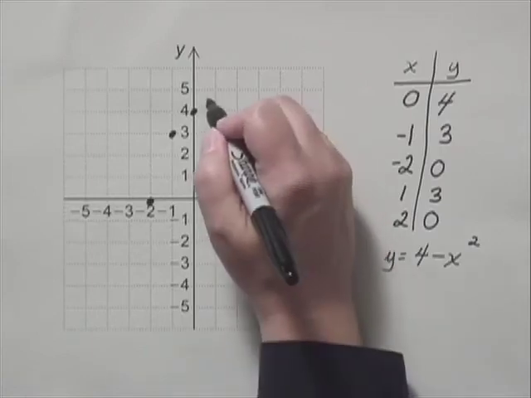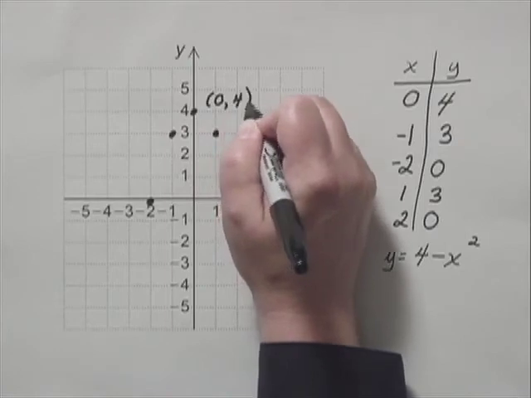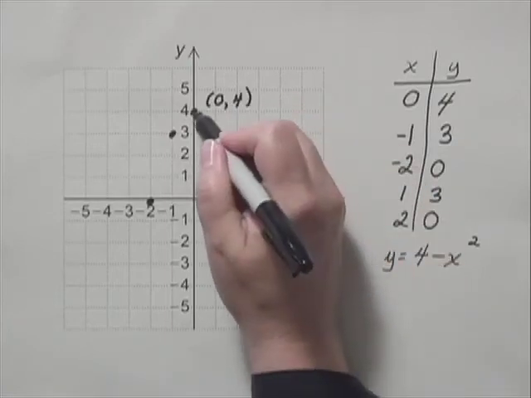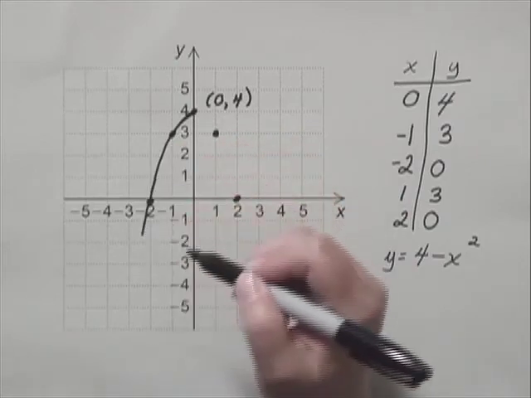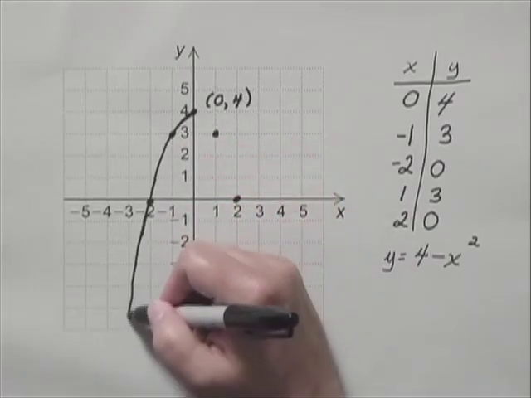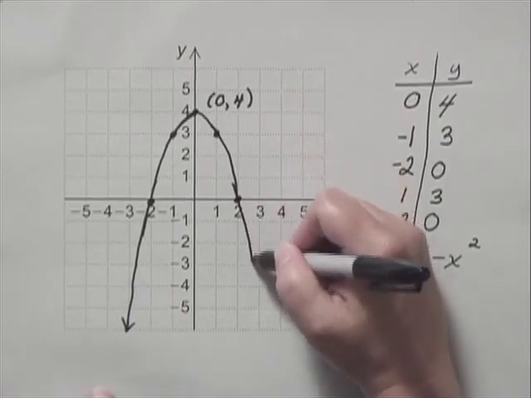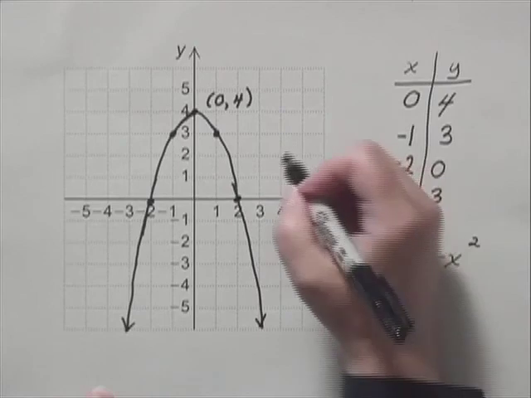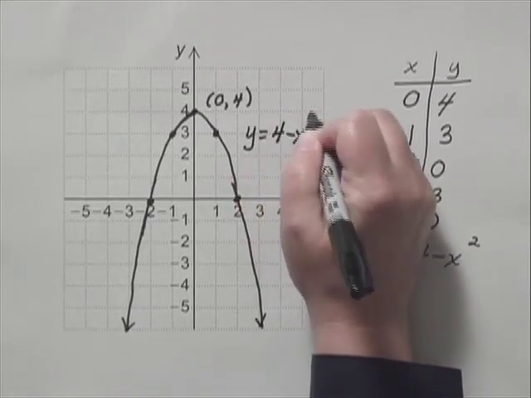And I'm going to go ahead and label the point which is at the same time the y-intercept and the vertex. And then I'll sketch the graph. It's a parabola opening down. And I'll label the graph as y equals 4 minus x squared.